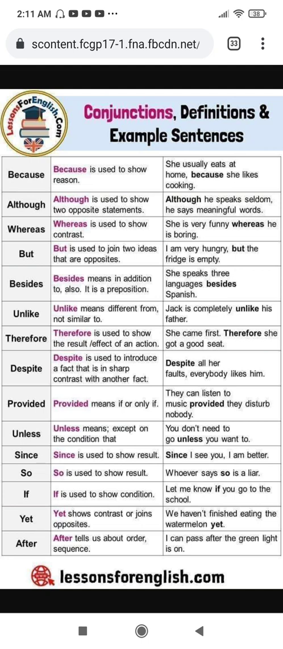So dear students, we have learned at least more than 10 conjunctions, and I am very much sure that you'll find these conjunctions in your text. So practice these conjunctions and you'll find more conjunctions in your text also.